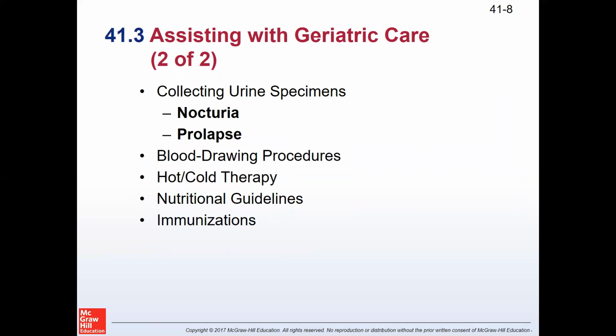We may be collecting urine specimens. It may be a little bit harder because they may not be able to pee whenever you need it. They may have a prolapse. They may have BPH. We need to kind of go around that. We may have to do some other maneuvers to get that urine specimen if we need to.